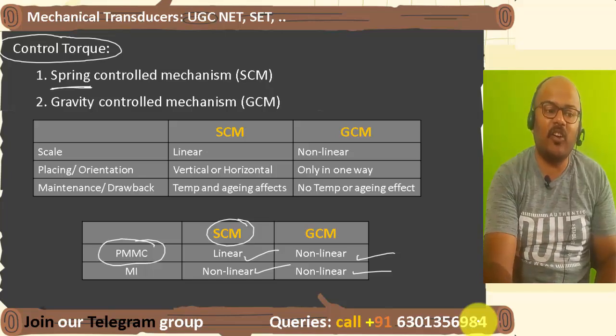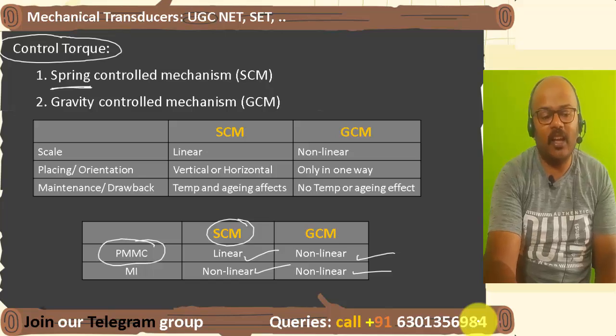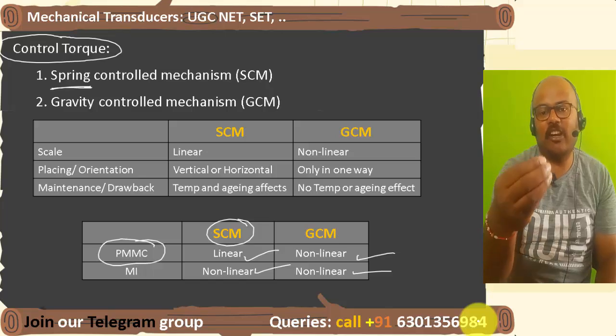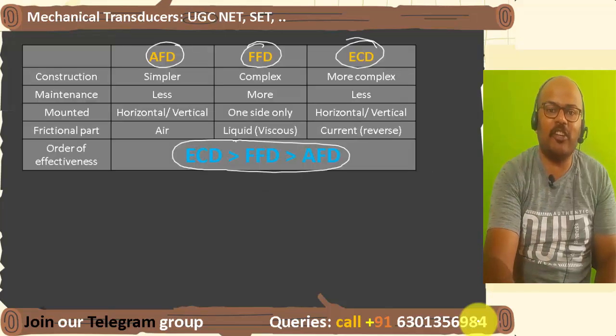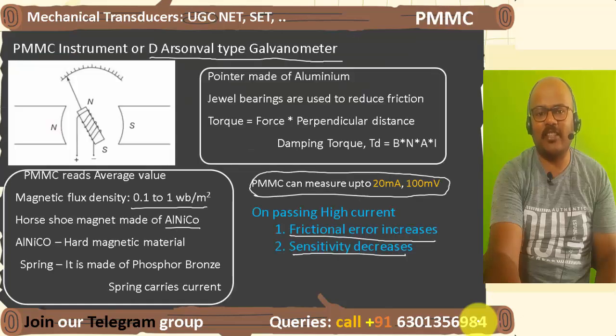In the case of control torque, you will have a spring control mechanism and a gravity control mechanism. In which one you will have a linear scale and in which one a non-linear scale, they are going to ask. Order of effectiveness, refer to the previous year question papers; they have asked this question n number of times.